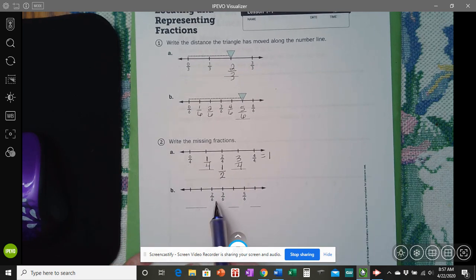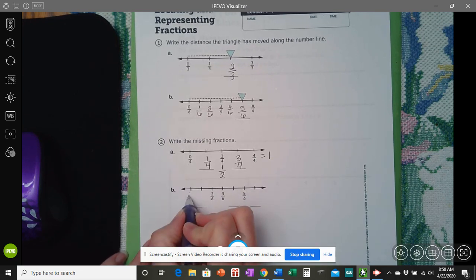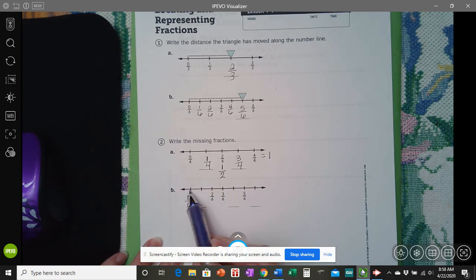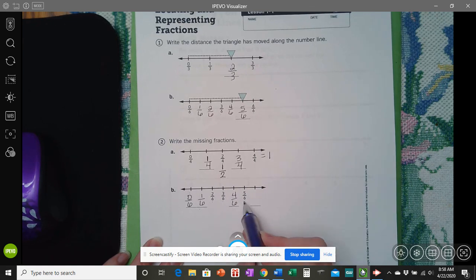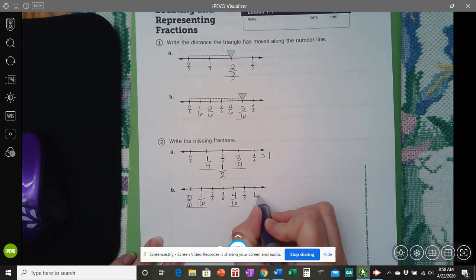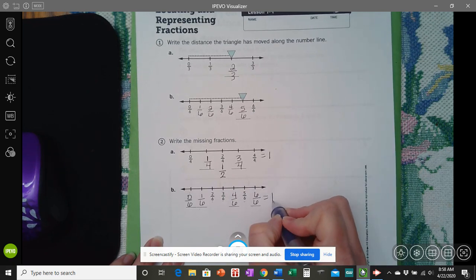Looking down at B, oh, we have 6 sections, but they didn't start us out with the 0. They started us out with 2. All right, so if we go back here, we don't have any sections. So we have 0. We have 6 pieces total, so we have 0 over 6. I move 1, so that gives me 1 over 6. 2 over 6. 3 over 6. This gives me another piece. That gives me 4 over 6. 5 over 6, and we have all 6 pieces, so that gives me 6 over 6, also equal to 1 whole.